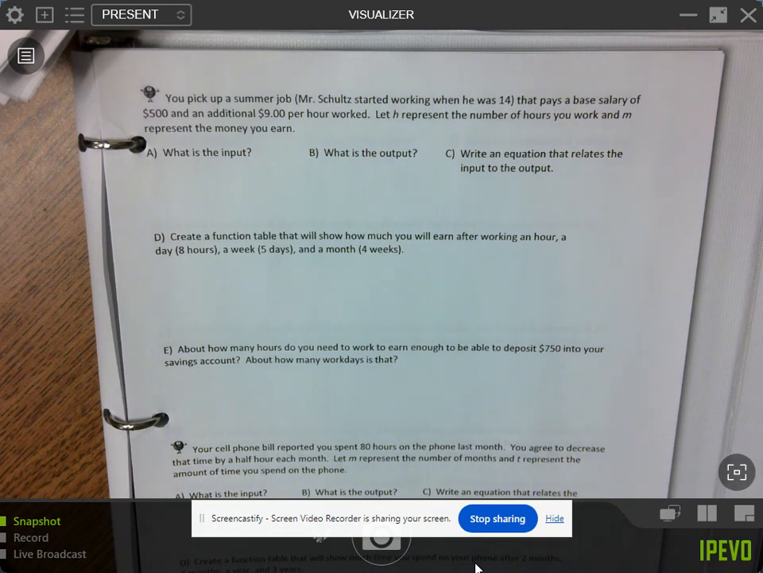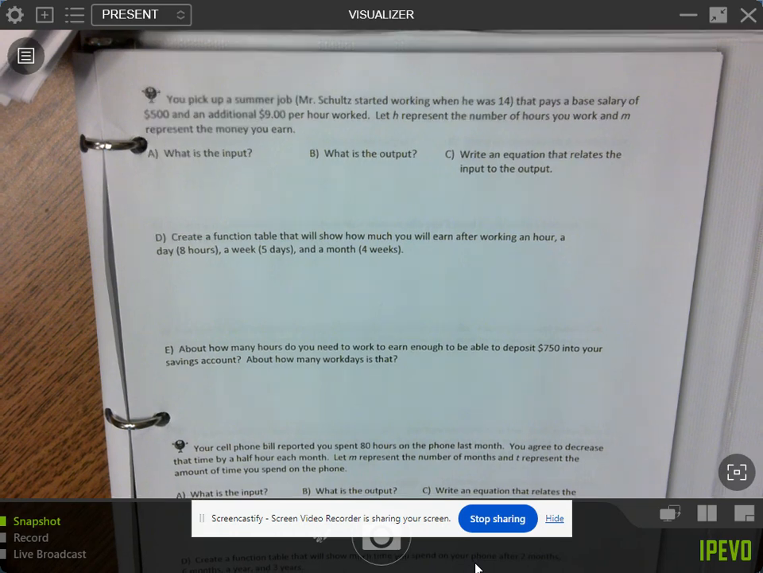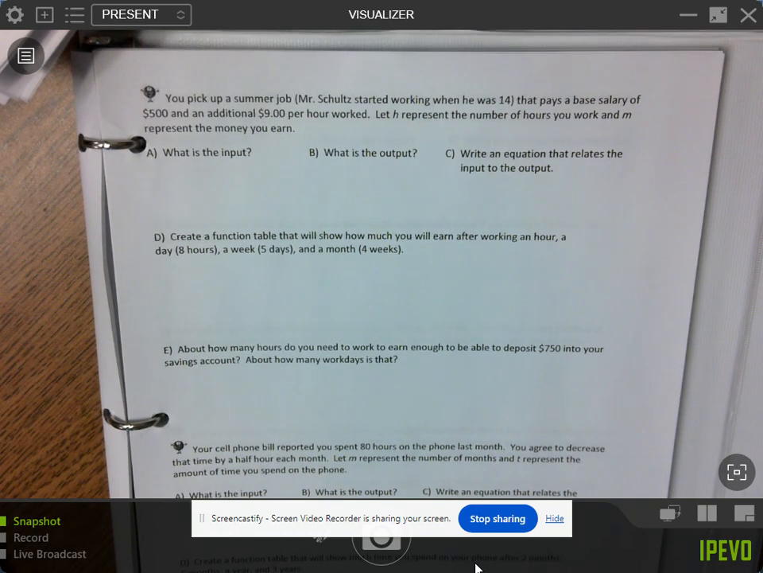You pick a summer job. Mr. Schultz started working when he was only 14. That pays a base salary of $500. Always start out with $500, your base salary. You always get that $500, and an additional $9 per hour worked. So just by showing up, you get $500. And then for every hour that you work, you get $9.